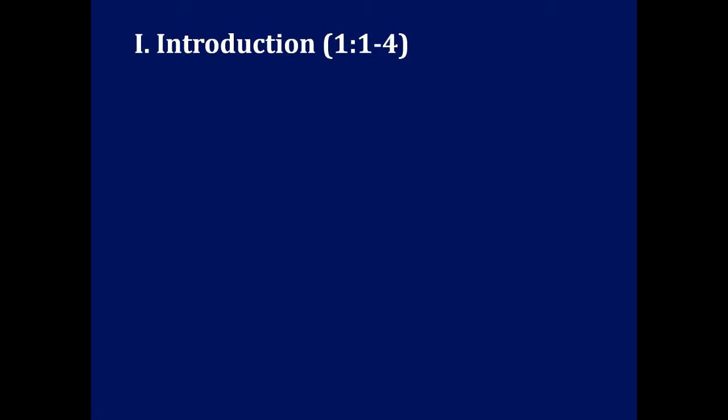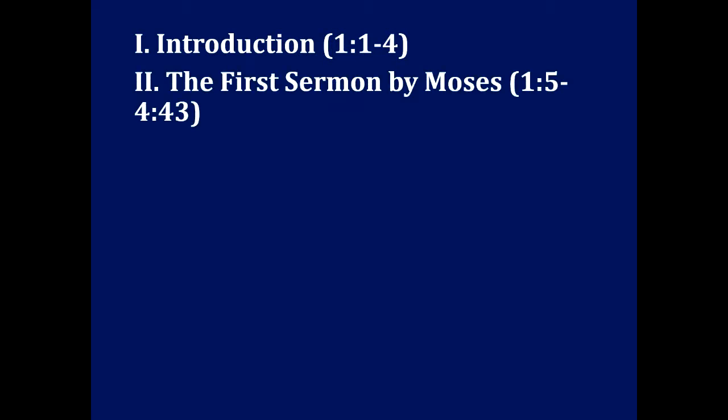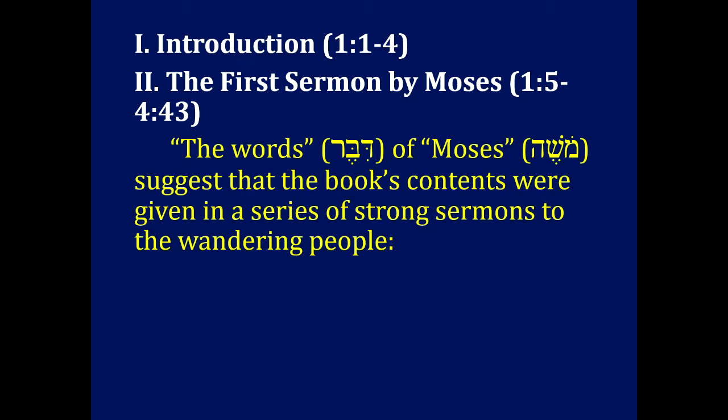So here we have, if you will, the land in which we find them, and we find the first sermon that's going to come by Moses, starting in chapter 1, verse 5 through chapter 4, verse 43. And it begins like this. Chapter 1, verse 1: "These are the words of Moses." So basically, because of the expression that's given here, it reflects the fact that all of this is really a series of sermons. Some break it up into 3 sermons, 4 sermons, but nonetheless we have a series of strong sermons to these people who are wanderers, and now they are preparing to come in and settle in the land.